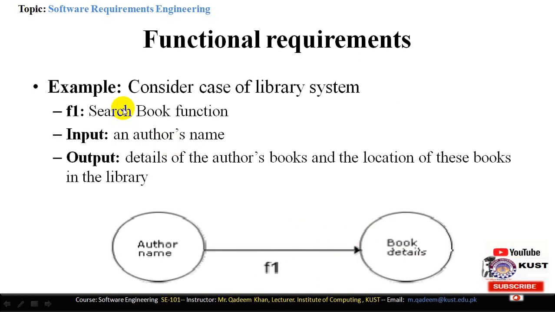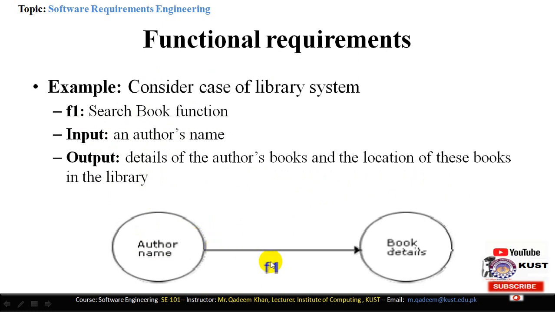So how can we document the functional requirement? Consider the case of a library system. F1 is search book information. Here we will search the book information through our library management system. F1 is the function of searching the book name in the library. So input is the author's name. For example, Robert Lafore is the author of the C++ book. So here we will specify the author name as the input. And output will be the details, the author's books, and the location of these books in the library.